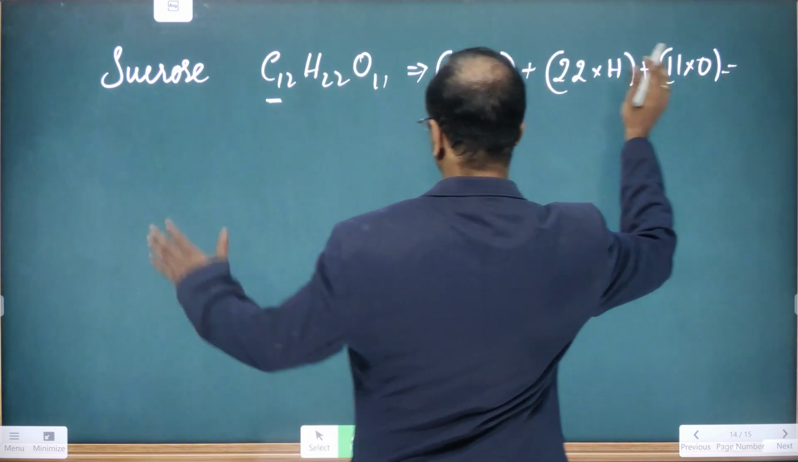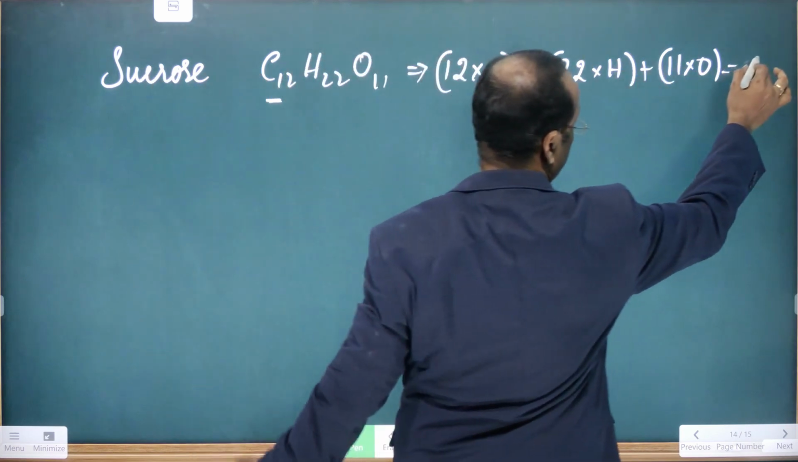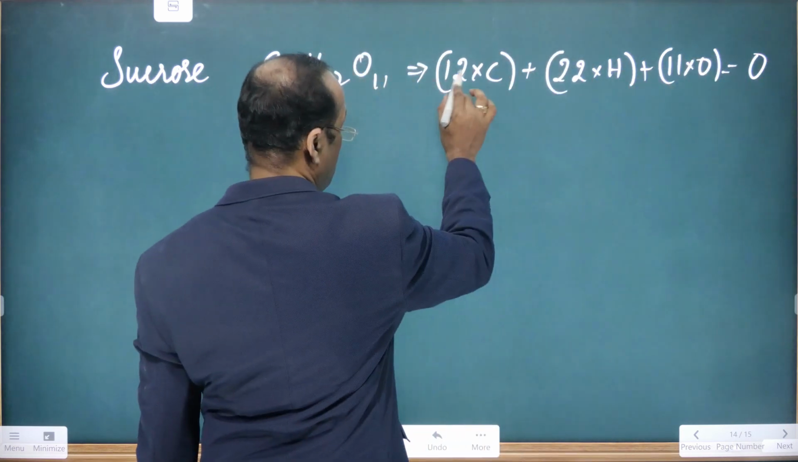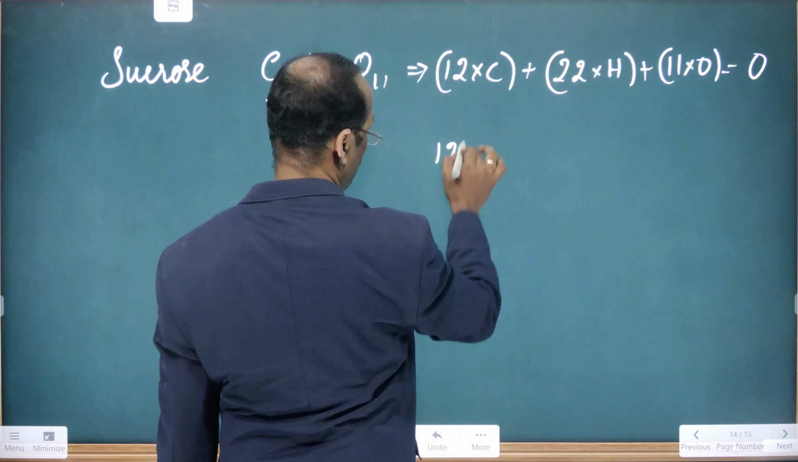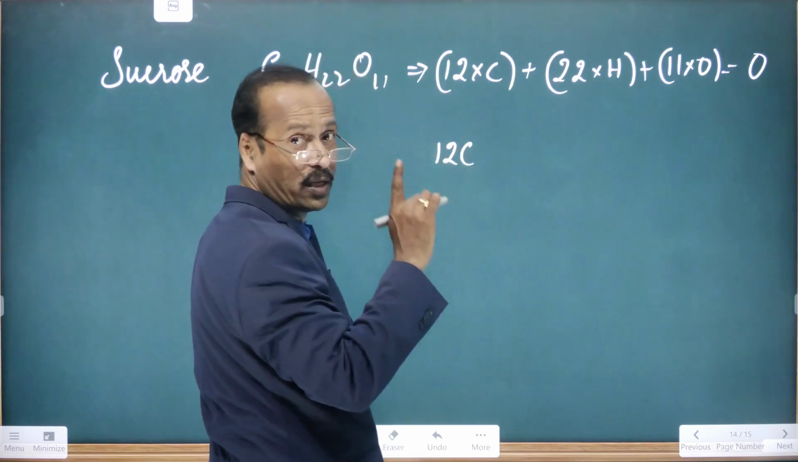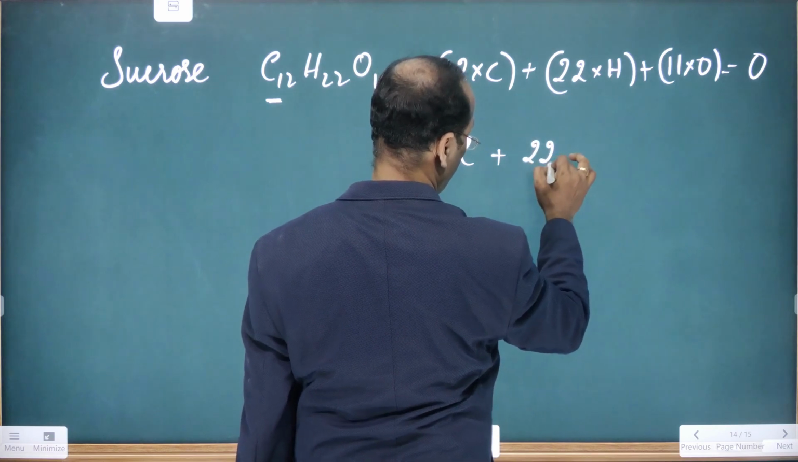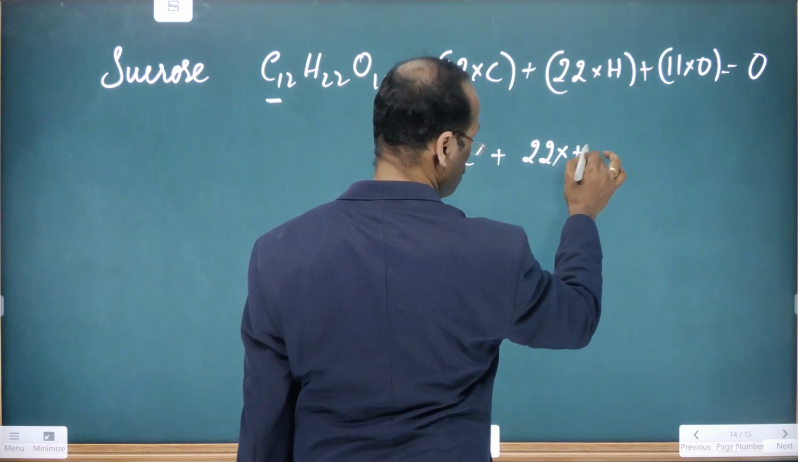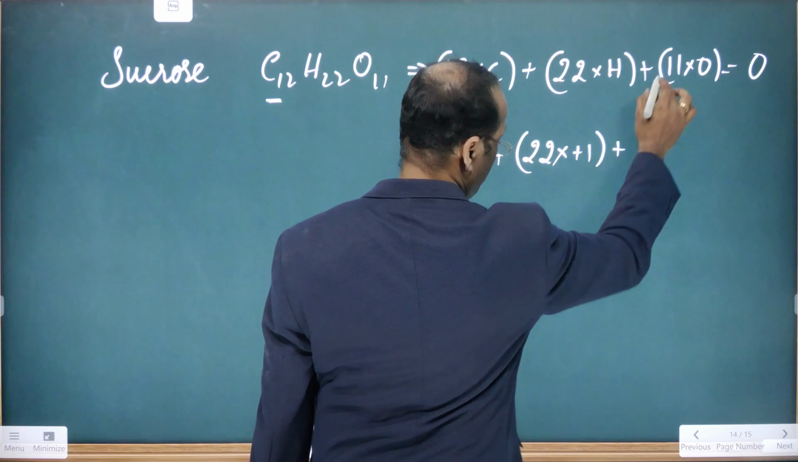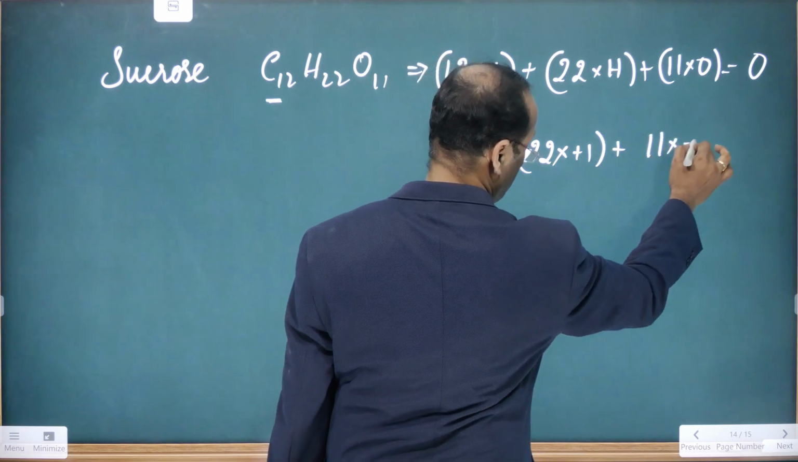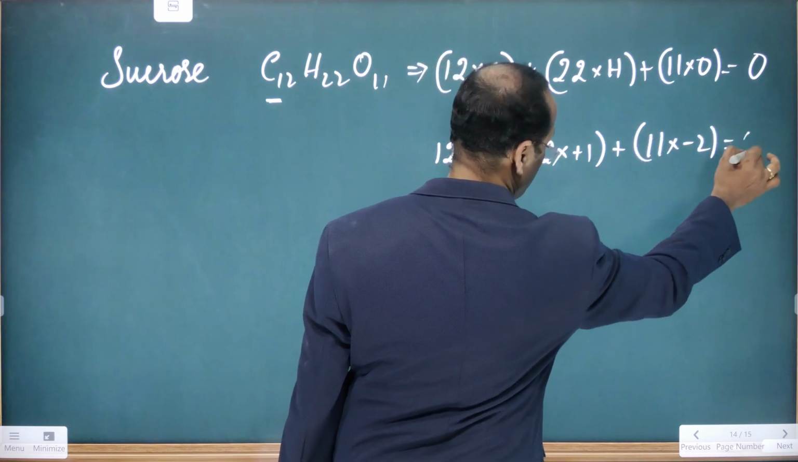So the sum of the oxidation numbers of all the elements is what? 0. So write 0. Correct? So 12 into carbon. We don't know it, so write carbon. We are finding carbon only. Plus 22 into hydrogen. You know that hydrogen is +1. Plus 11 into oxygen. Oxygen, you know that it is -2, is equal to 0.